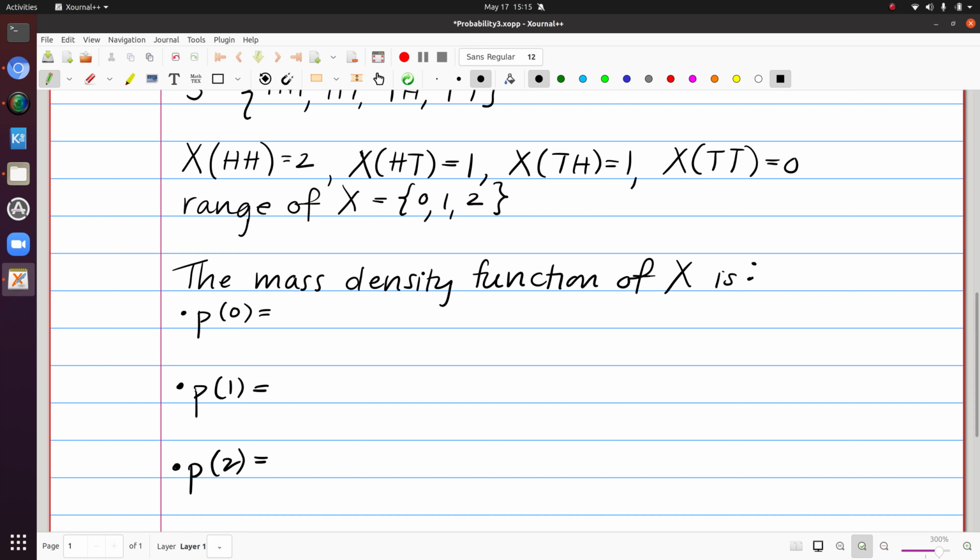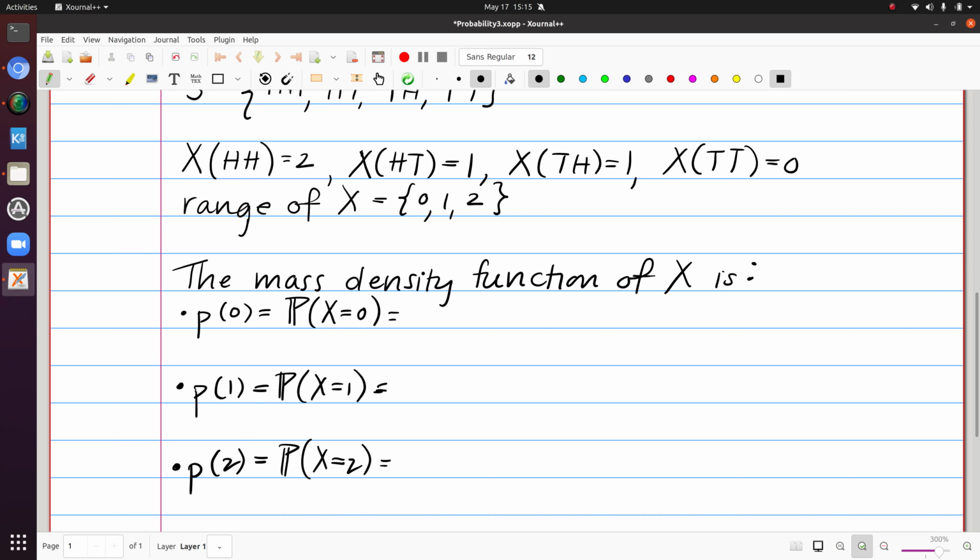So p of 0, again, just to emphasize the definition, this means we need to say what the probability is that x is equal to 0. Likewise, p of 1 is asking for the probability that x is 1, and p of 2, the probability that x is 2. So that's just how I interpret this notation.